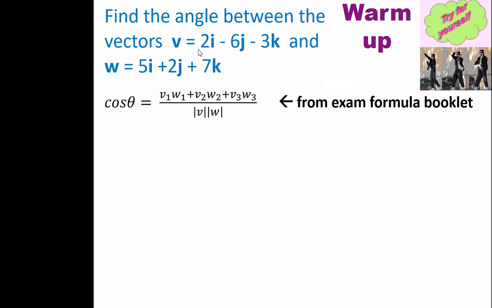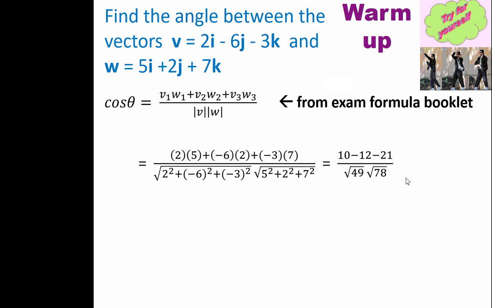If it helps, write it out as a column vector. Write this one out as 2, -6, -3, and this one as 5, 2, and 7. Then you do that times that, plus that times that, plus that times that. Remember, these are the magnitudes, so we use Pythagoras in 3D for those. So we've got 2 times 5 plus -6 times 2 plus -3 times 7 as the numerator. That's 10 minus 12 minus 21. 10 minus 12 is -2. -2 minus 21 is whatever you think it is. I'll leave that for you to do.